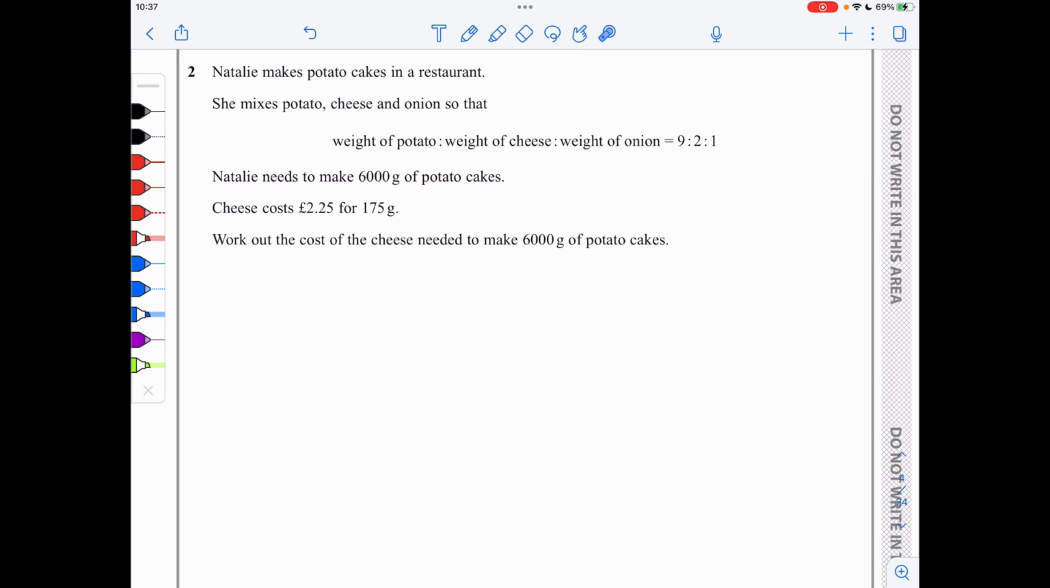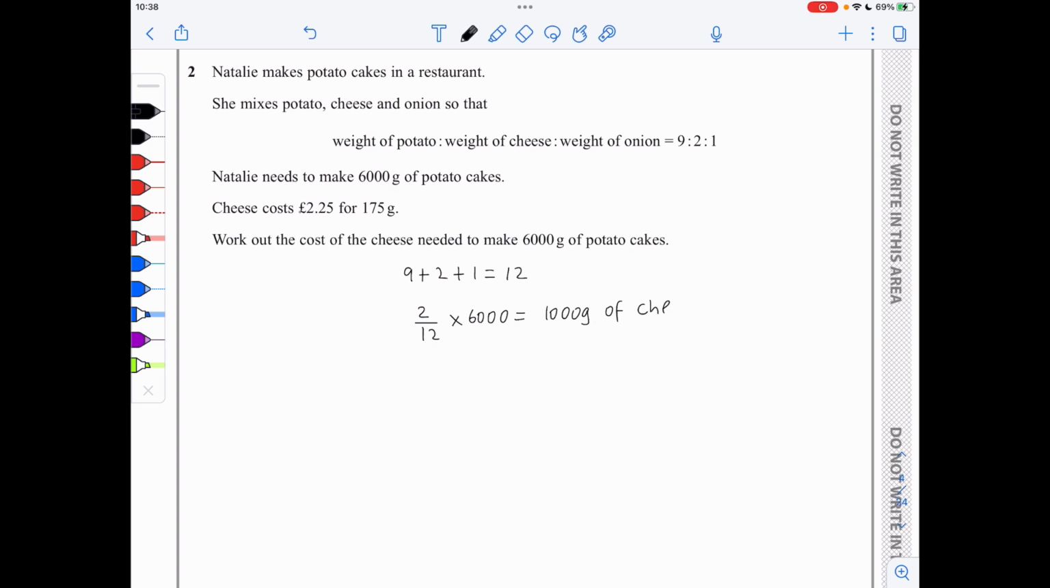In question 2, Natalie makes potato cakes. She's using potato, cheese, and onion in the ratio of 9 to 2 to 1. She will be making 6,000 grams of potato cakes. And we know that the cheese costs $2.25 for 175 grams. We need to work out the cost of cheese needed to make 6,000 grams of potato cakes. We start by adding 9 and 2 and 1, so it's 12 parts altogether. So 2 out of 12 is the amount that the cheese will correspond to. So 2 over 12 times 6,000 is equal to 1,000 grams of cheese needed.